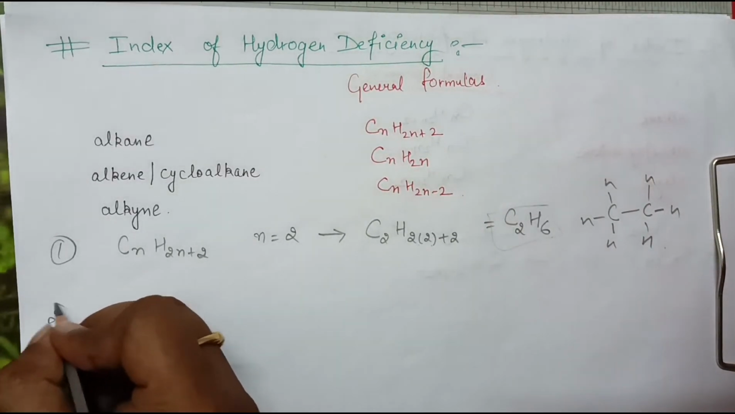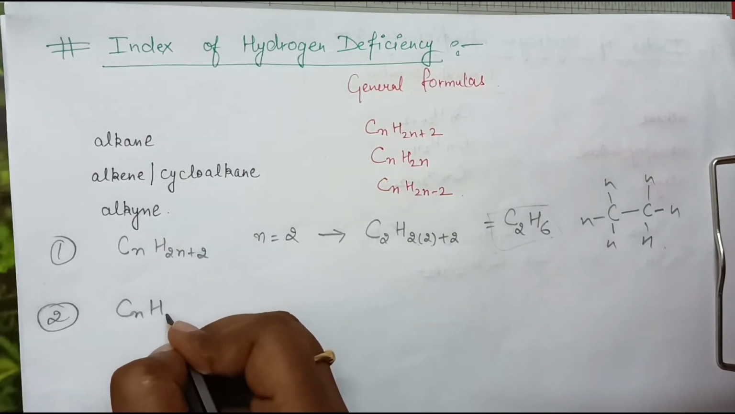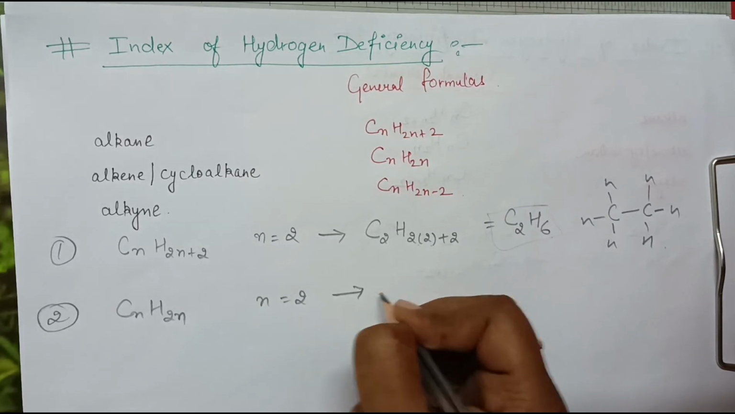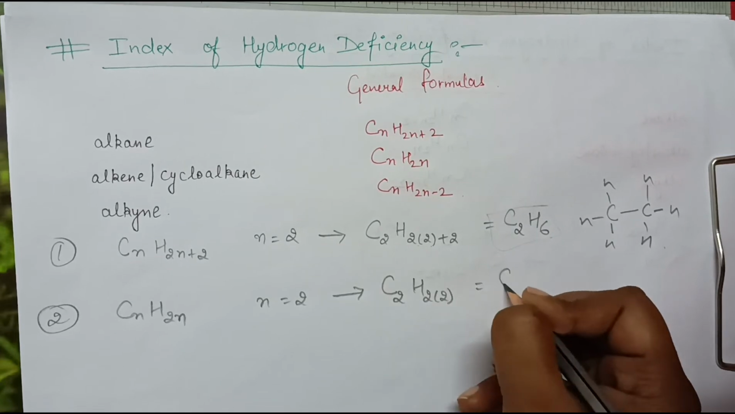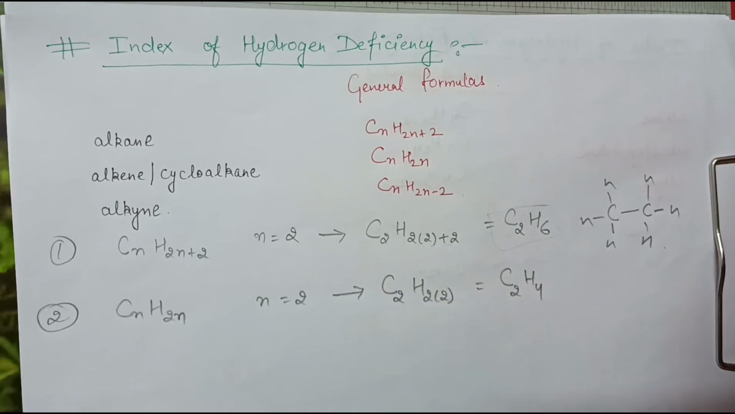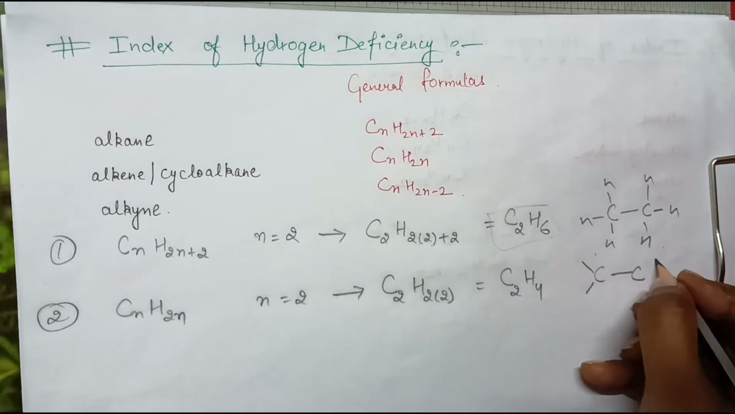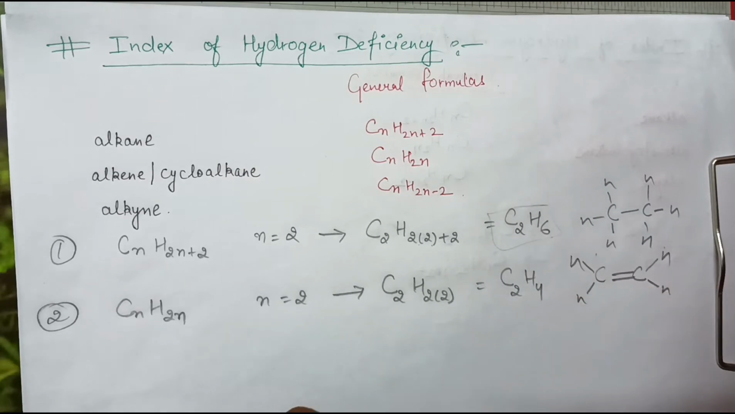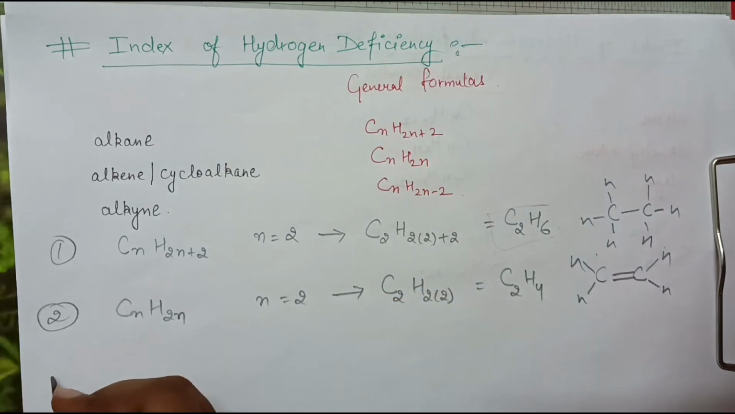Now we will move on to the second general formula, that is CnH2n. Here if we put n equals 2, we will get C2H(2 into 2), that is C2H4. If we try to complete the valencies, we have to make a double bond here. So this is ethene, or similar will be the case of cycloalkane. You can check that as well.